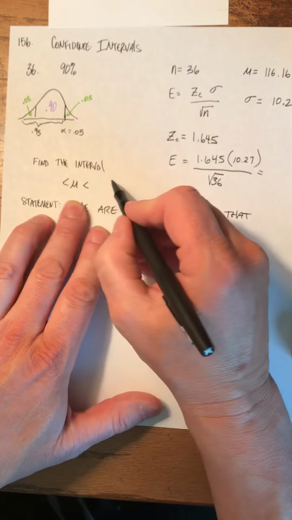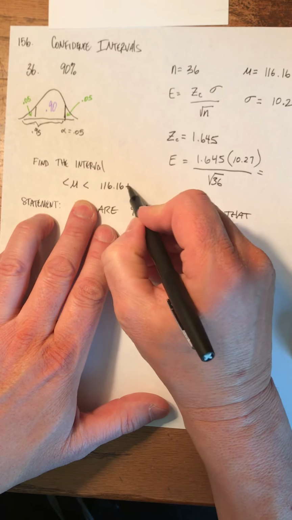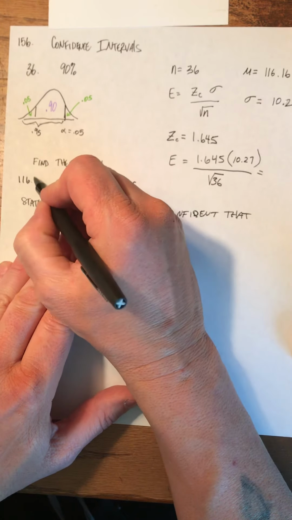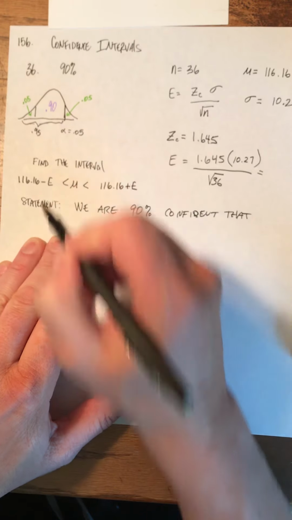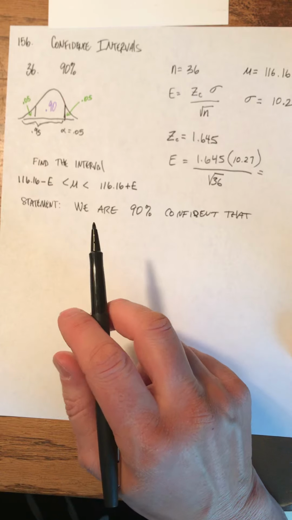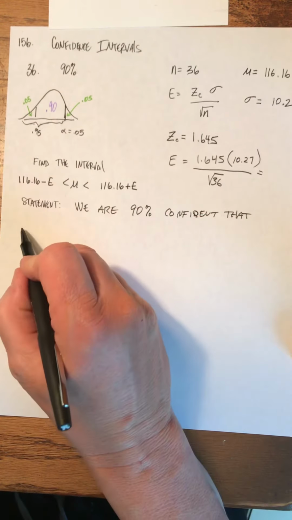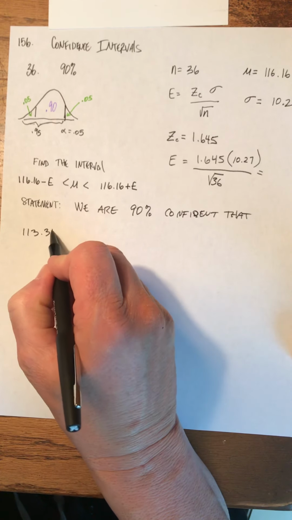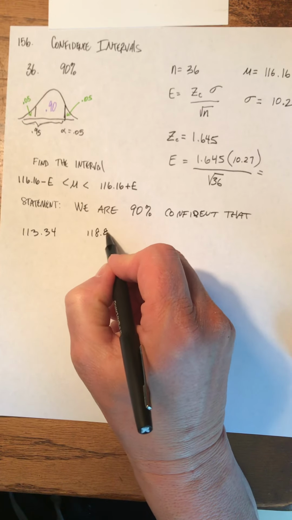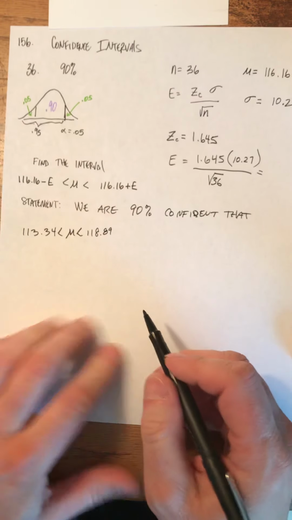or the true mean to be in between this 116.16 plus our margin of error and 116.16 minus the margin of error, whatever that margin of error came out to be. Once we did that, those scores should come out to be 113.34, and it should be 118.89. So the true mean is somewhere in between here and here.